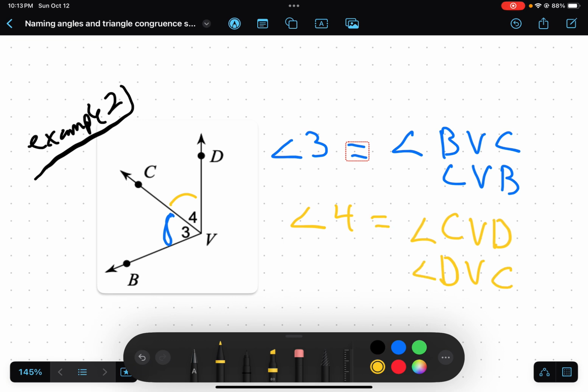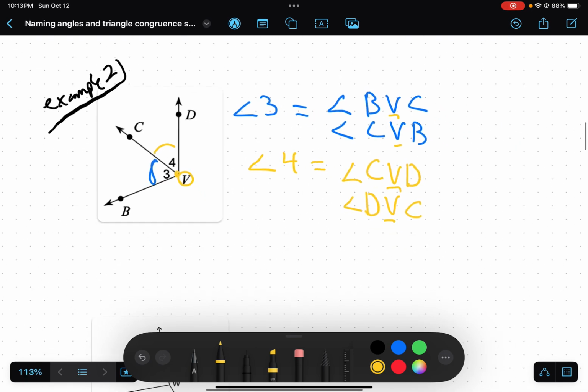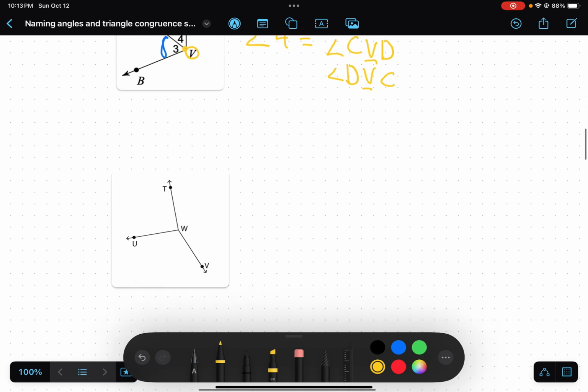So you don't have to write them all, just write one or the other, as long as you have the V in the middle for each one, right? Because that's the vertex. That's the middle point in the angles. Okay, I think that's fine.